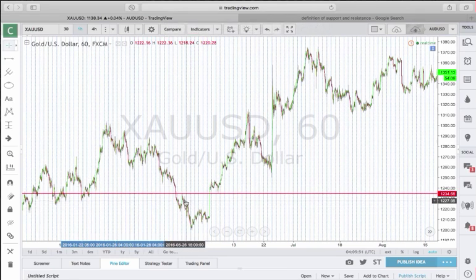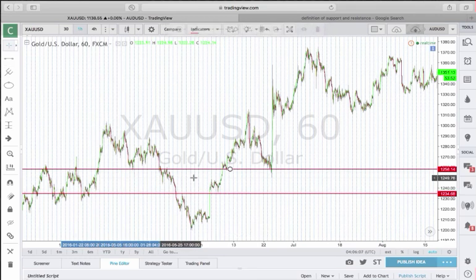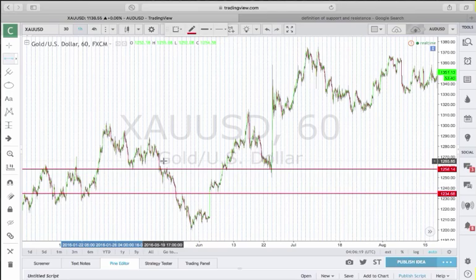For instance, right here, you look closely. You see a level of a ceiling or resistance. What did price do? Price broke above it and tested as the floor, right? Then we look again. There's a level of a ceiling or resistance. What did price do? It broke above and tested as the floor. Now let's do it again.